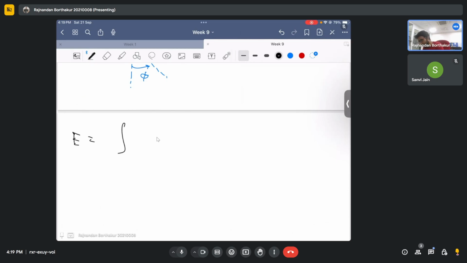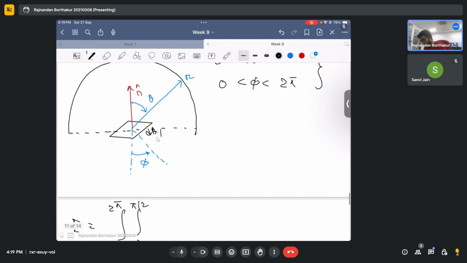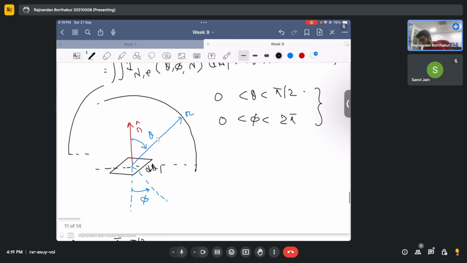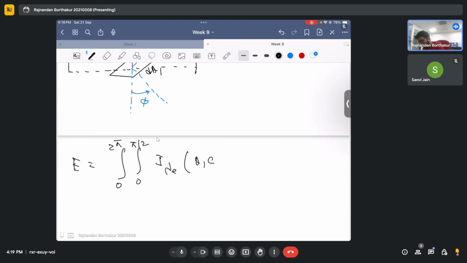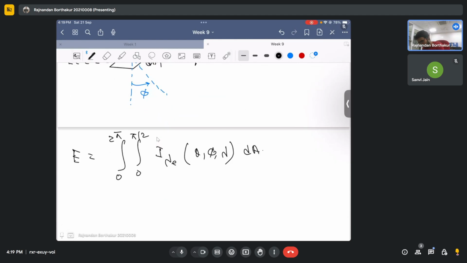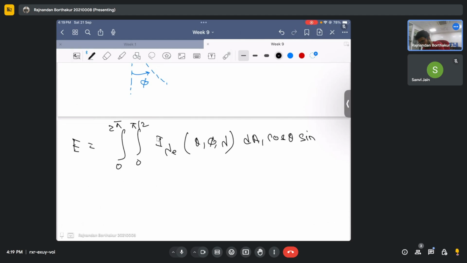If we calculate this, your hemispherical emissive power is nothing but an integration from 0 to 2 pi and 0 to pi by 2 of I lambda E, the intensity of radiation, which is a function of theta, phi, and lambda, times dA1 cos theta, and of course, sine theta d theta d phi.